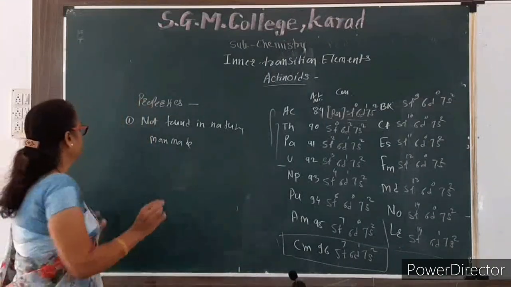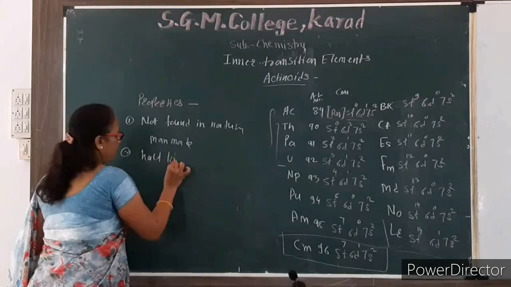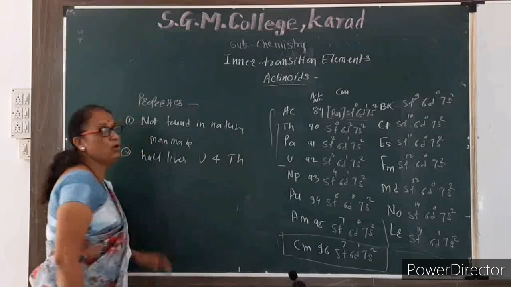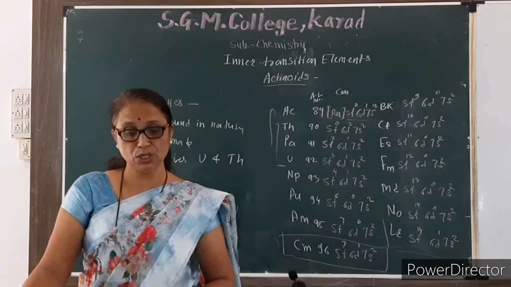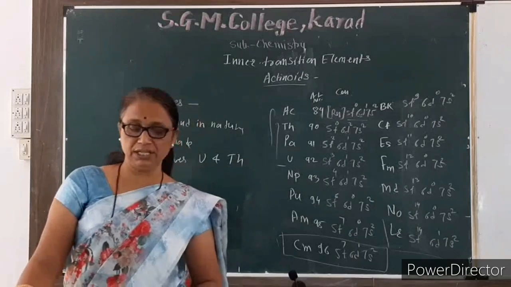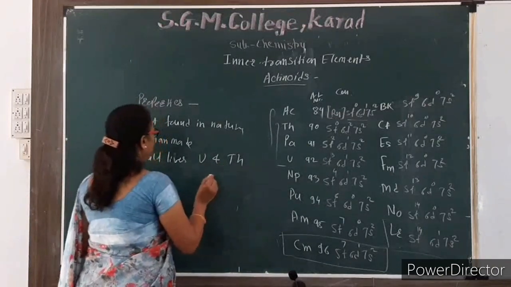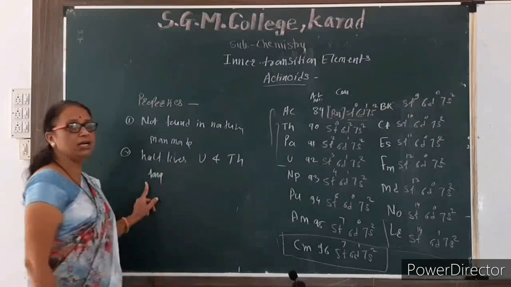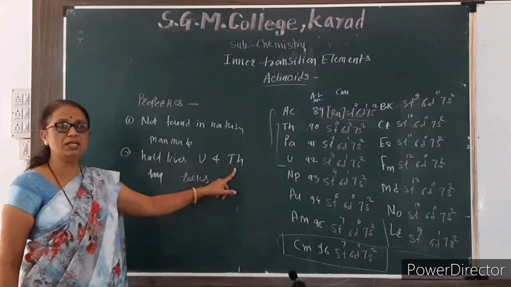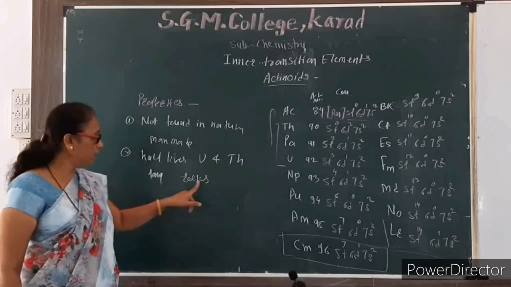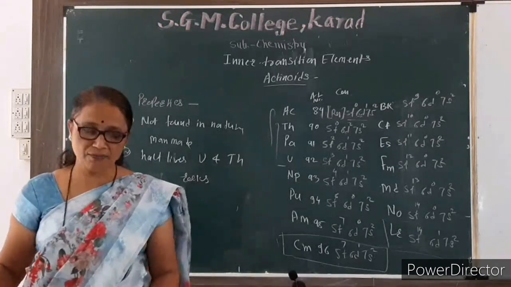The half-lives of uranium and thorium are the highest. For thorium-232 it is about 1.4 × 10^10 years, and for uranium-238 it is 4.5 × 10^9 years. As thorium and uranium have long half-lives, they exist in the rocks. Only uranium and thorium occur in nature because they have long half-lives.